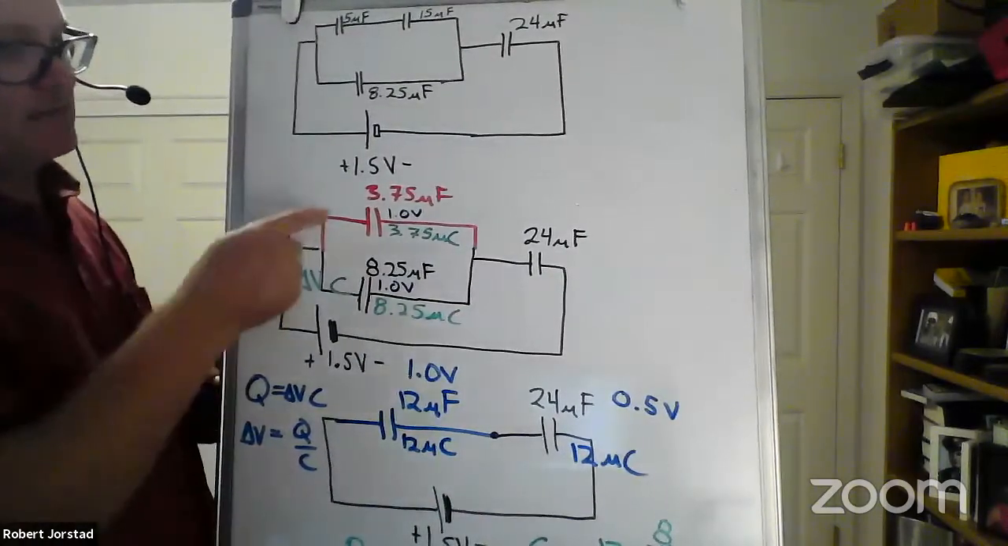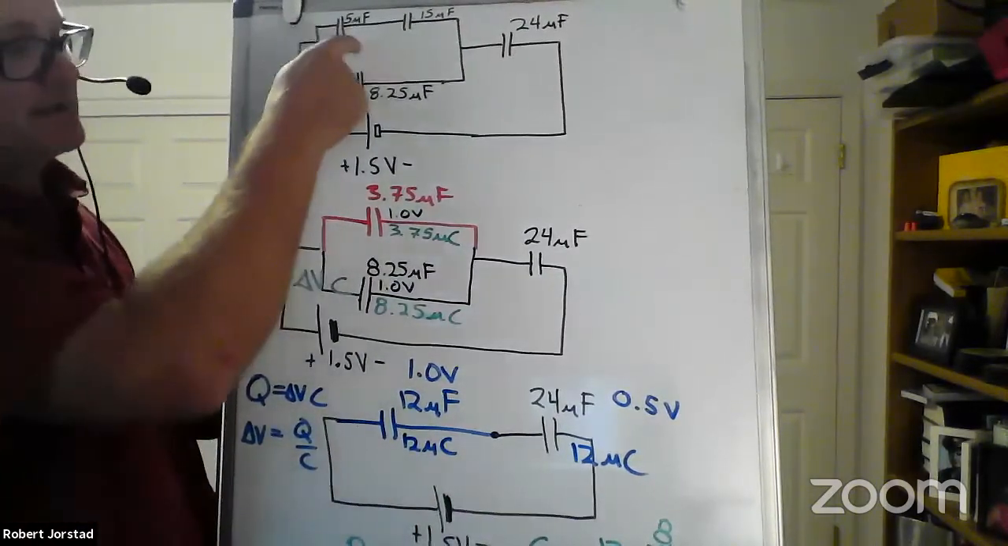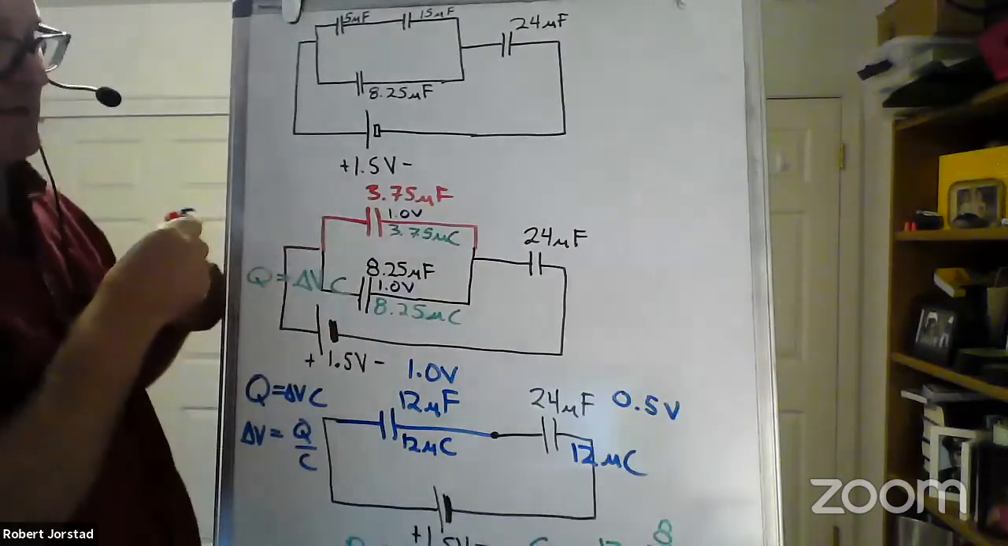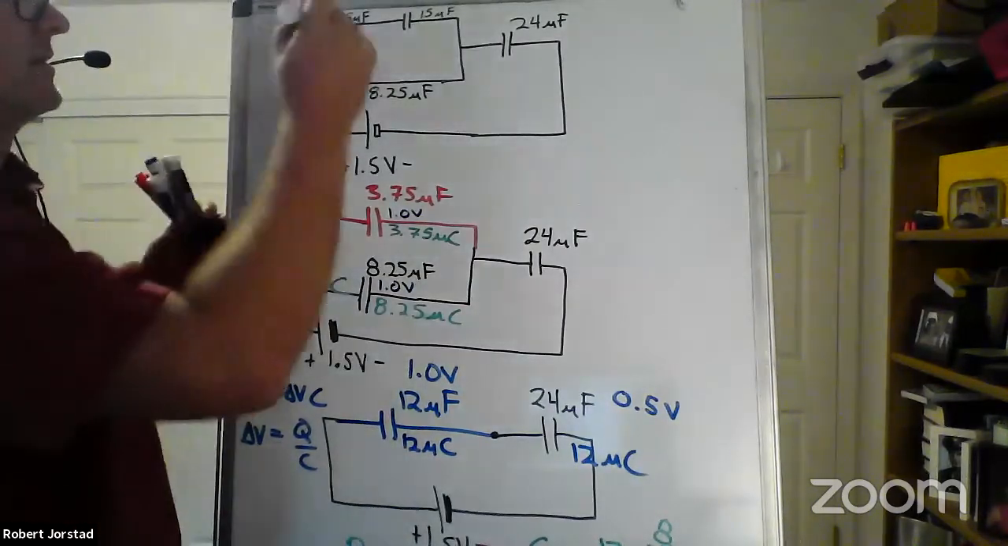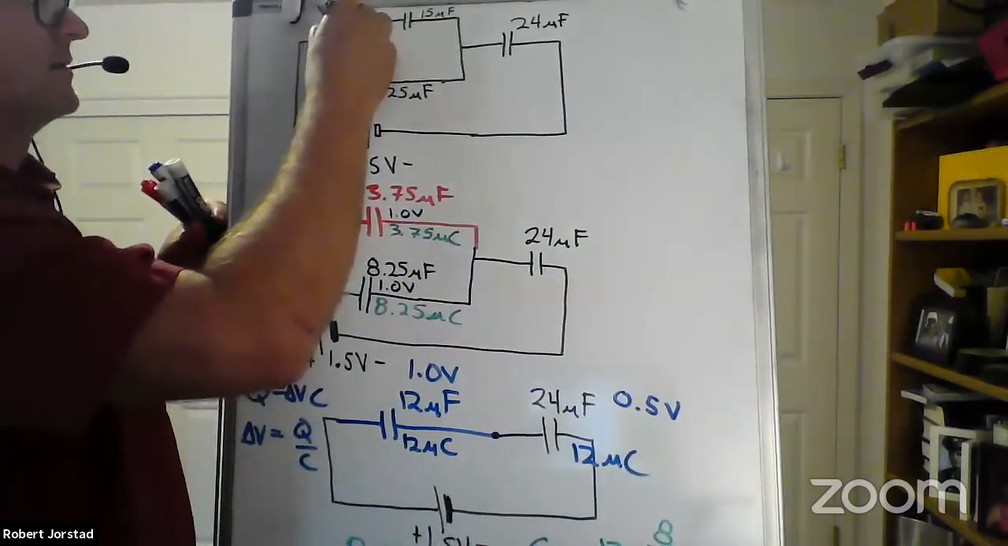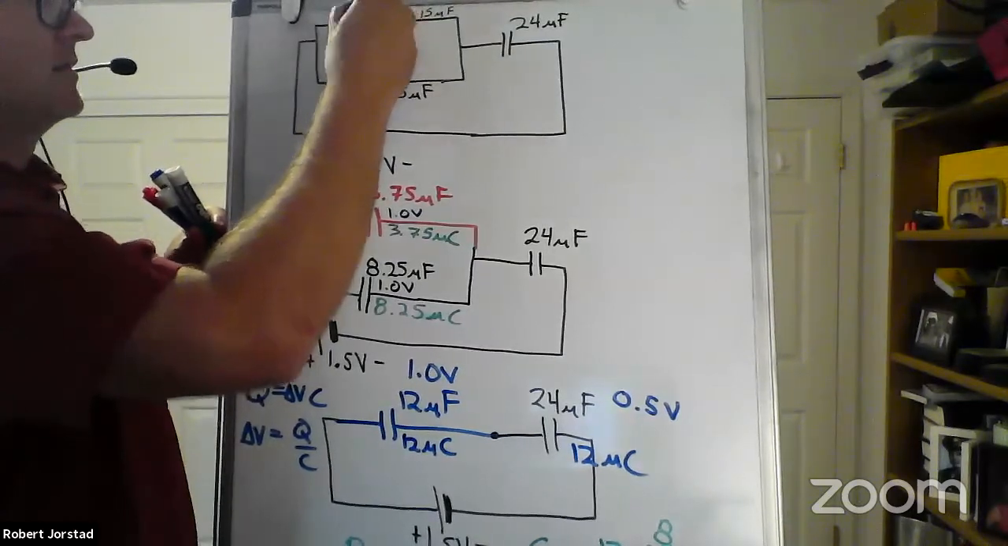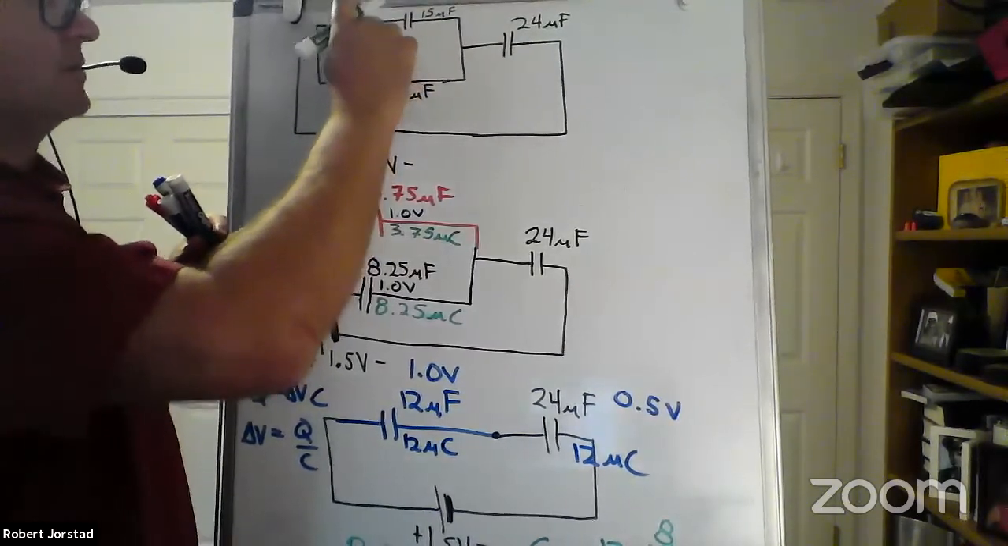All right, one last one. This red branch came from a series, so they should both have 3.75 microcoulombs.